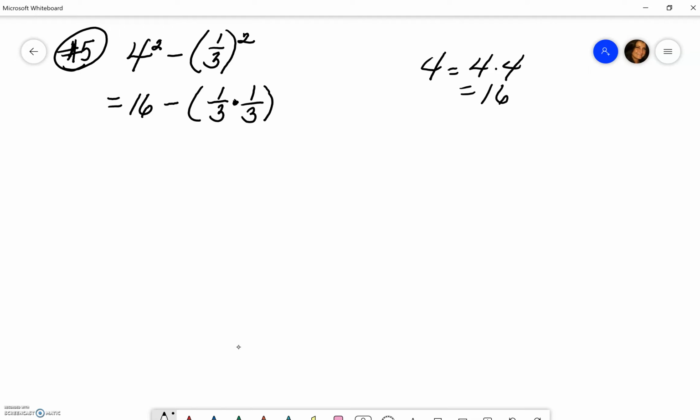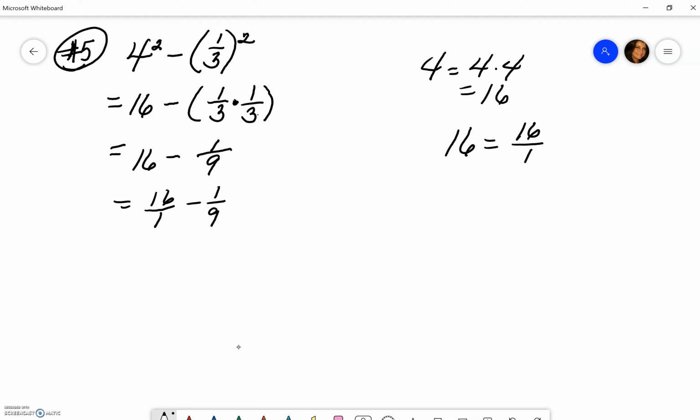Now let's handle what's inside the parentheses. So it equals 16 minus 1 times 1 is just 1, and then 3 times 3 is 9. That's our fraction when we multiply that out. Now how do we subtract 1/9 from 16? Well, remember 16 as a fraction is expressed like this: 16 equals 16 over 1. So that becomes 16 over 1 minus 1 over 9.